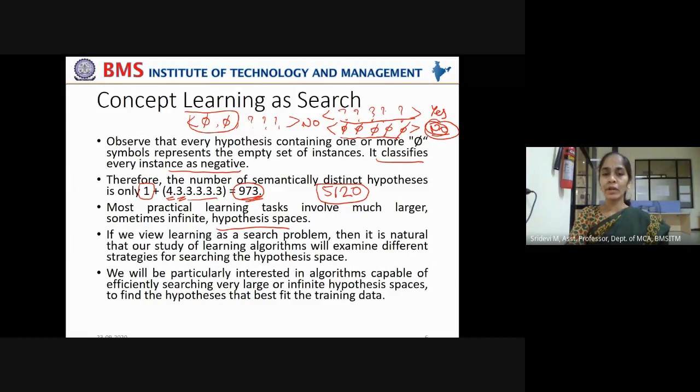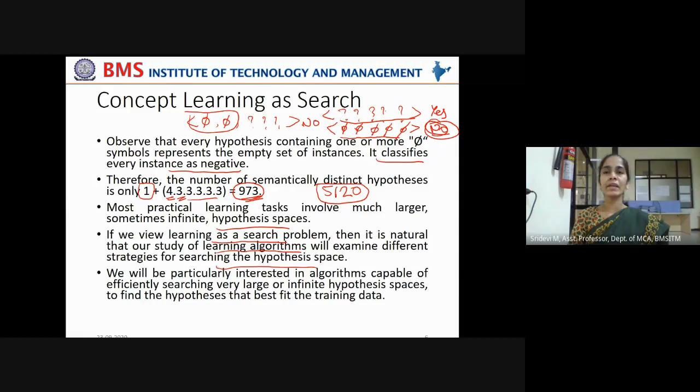Now, if we view learning as a search problem, if we take concept learning as a search problem, then it is natural that our study of learning algorithms will examine different strategies for searching the hypothesis space. Now, if the hypothesis space is very large, if the hypothesis space tends towards infinity, then what are the search strategies that have to be implemented in order to search that hypothesis space so that the machine will be able to select the best hypothesis that will explain all the training examples better?